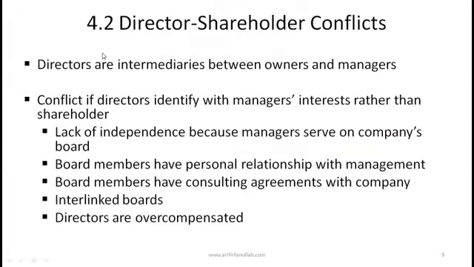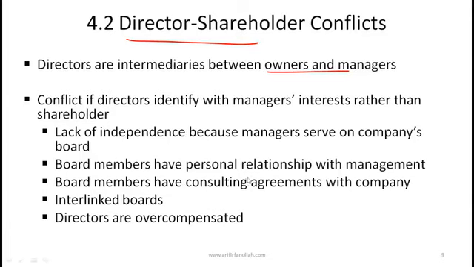Okay, the other conflict is director-shareholder conflict. So directors are intermediaries between owners and managers. So there's a conflict if directors identify with managers' interests rather than shareholders'. Okay, and how does this happen? If there is a lack of independence because managers serve on the company's board. What this means is the CEO, the CFO, the Chief Operating Officer, who are all managers, are also on the board. So is this a problem? It's a problem because then the board is obviously close to the management and not necessarily shareholders.